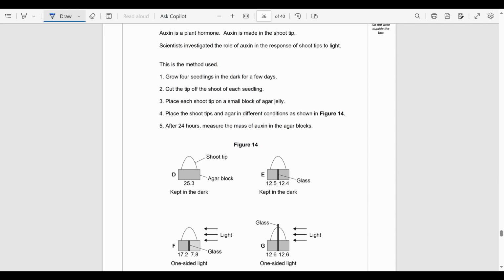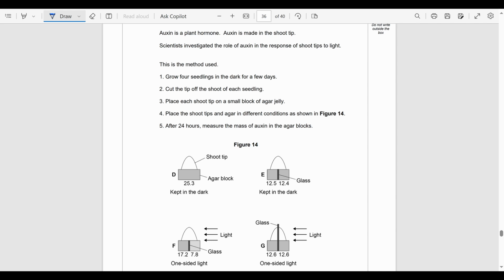Auxin is a plant hormone. Auxin is made in the shoot tip. Scientists investigated the role of auxin in the response of shoot tips to light. This is the method used.